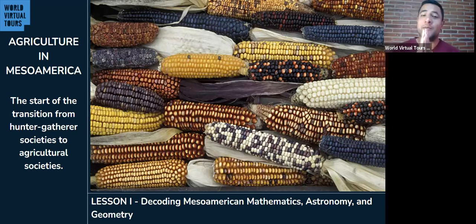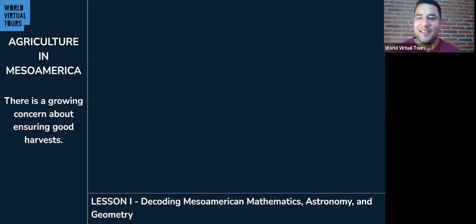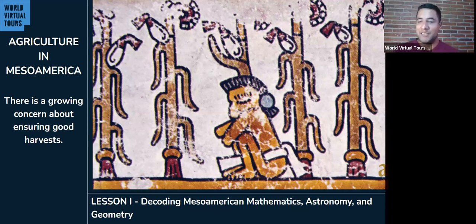And this is really important to understand the mathematics they developed. These two concepts of agricultural mathematics, believe it or not, and I will explain why, are strongly connected. But let's consider that with these developments of agriculture in this part of the world, there is a growing concern about ensuring good harvests.